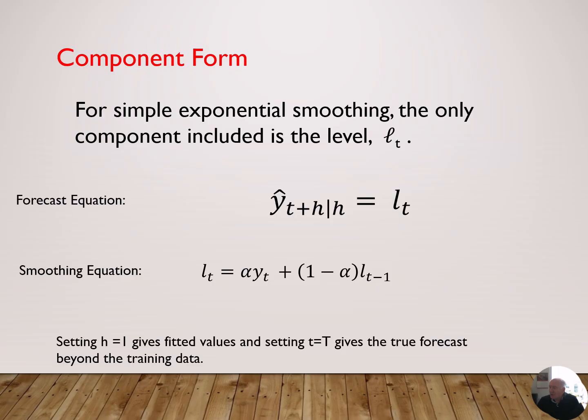We can also look at this in component form. For simple exponential smoothing, the only component included is the level, L_t. So the forecast equation comes out to be equal to L_t, and the smoothing equation is L_t equals alpha y_t plus (1 minus alpha) times the level at t minus 1. If we set h equal to 1, this gives the fitted value, and setting t equal to T gives the true forecast beyond the training data.